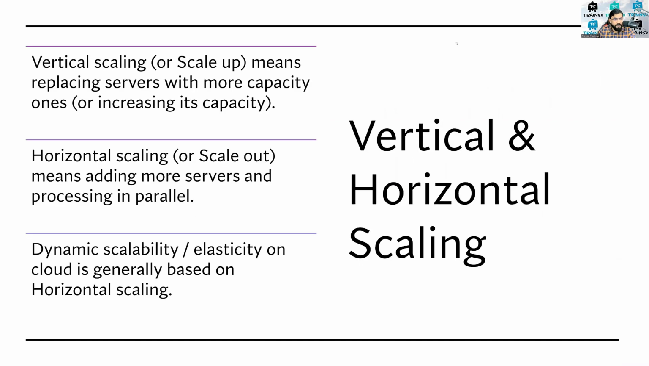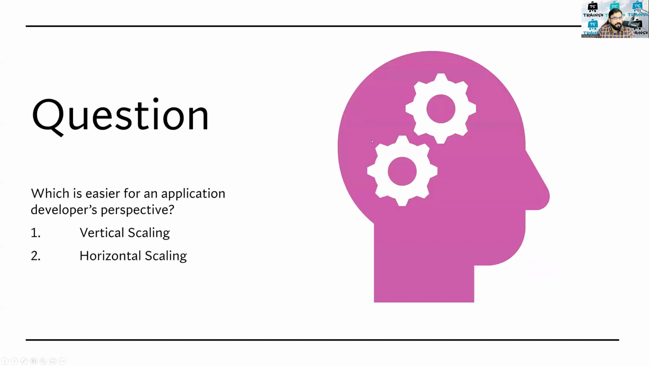Vertical scaling or scale up means replacing servers with more capacity ones or increasing its capacity. Horizontal scaling or scale out means adding more servers and processing in parallel. Dynamic scalability or elasticity on cloud is generally based on horizontal scaling. Okay, one question again for you. Which is easier from an application developer's perspective? Vertical scaling, also called scale up, or horizontal scaling, also called scale out?